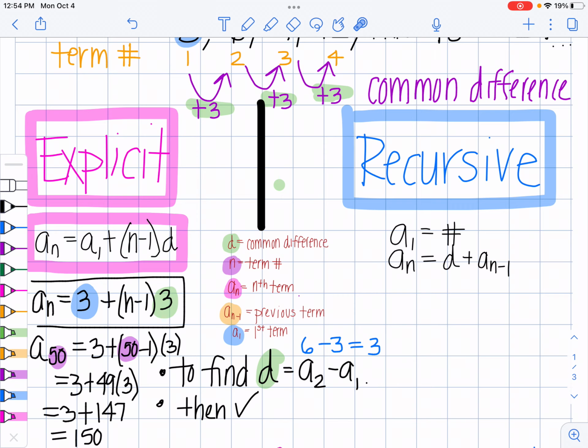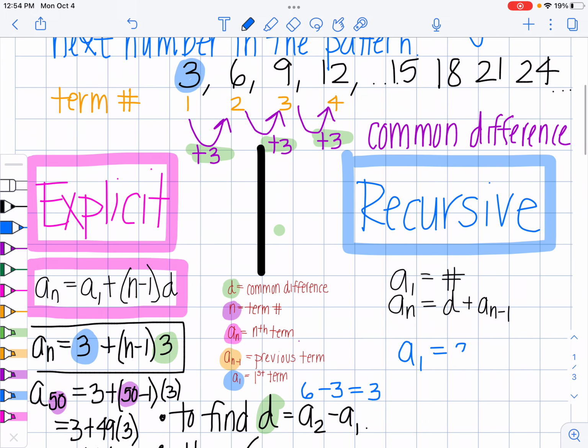So in this case, I can say that my first term, if I look at my example, is equal to 3. I'm going to put a line here so it's kind of like a blocker so I can focus on this recursive side. My nth term is equal to my common difference, which we found was 3. So I'm going to just highlight here, this one was this 3, and this one is the green 3, plus my previous term. That would be the rule that I would write for a recursive formula.